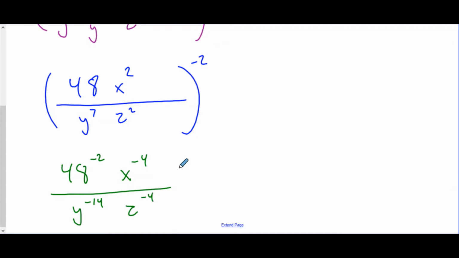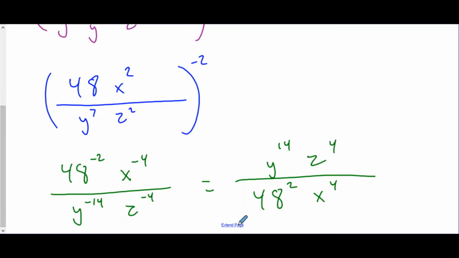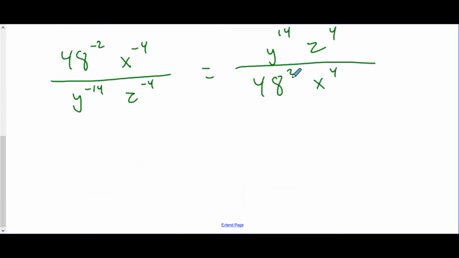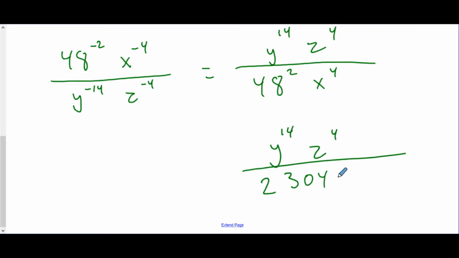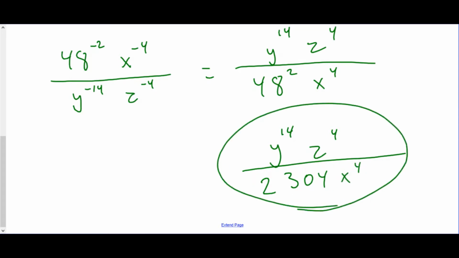Everything has a negative exponent, so everything's going to have to move. Both of my numerator terms are going to the denominator. The denominator terms will be moved up to the numerator. And then the only thing left I have to do is that 48 squared, which I would definitely go ahead and do on your calculator. And that is 2,304. Not a very nice answer, but it's the correct one.